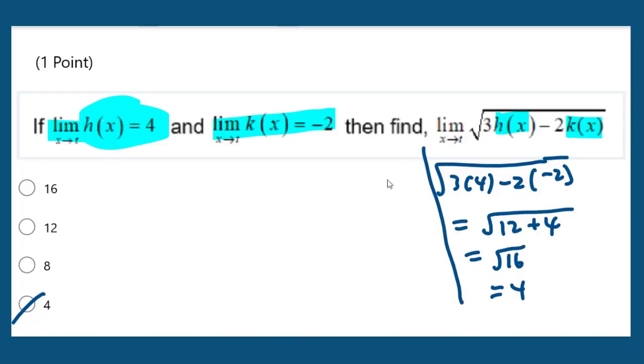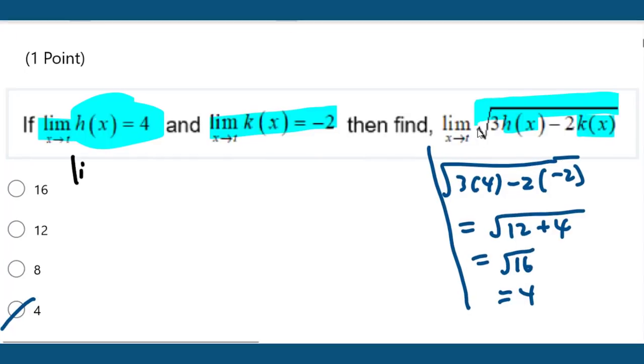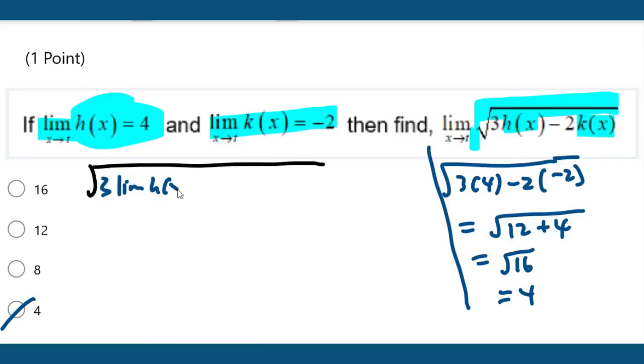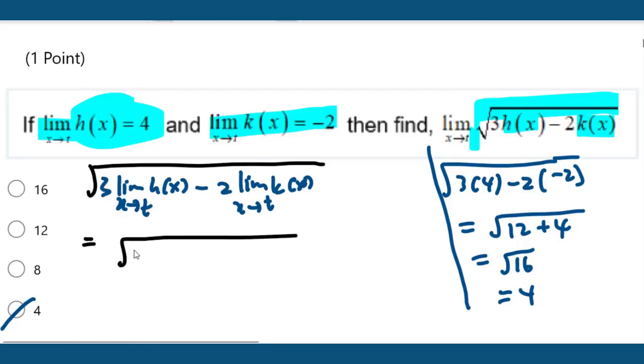Let's say you want to do the correct concept. Okay, let's do the correct concept. Take the square root outside. Square root of the limit, or you can separate the 3 and take the 3 here. Limit of h(x) as x approaches 3 minus 2 times the limit of k(x) as x approaches 3. The next step, substitute 3.